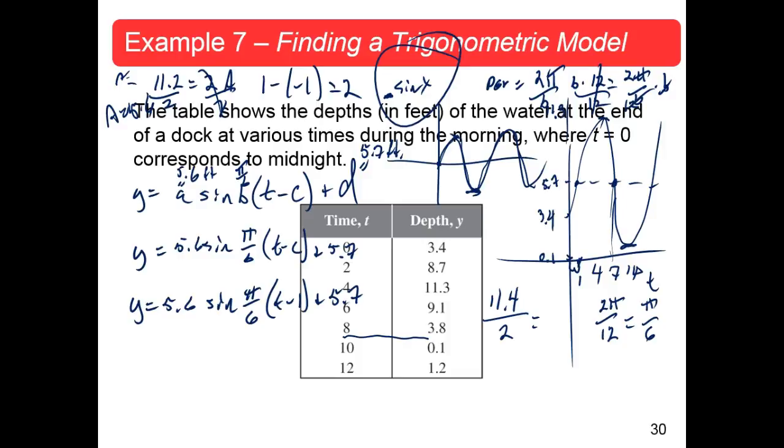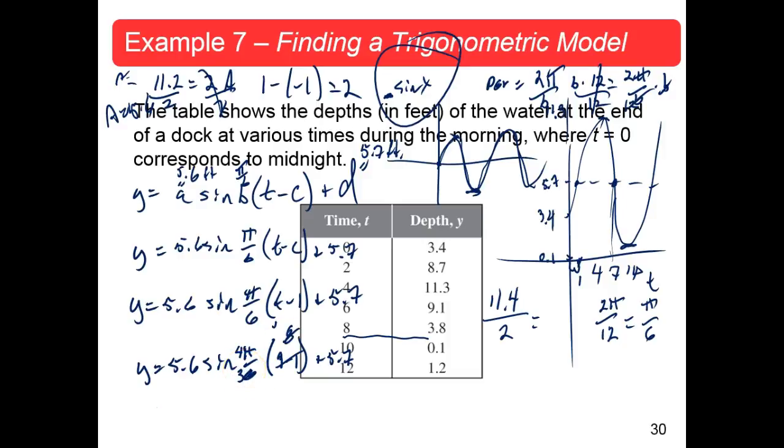9 a.m., that's a t. Plug it in, plug it in. Y is equal to 5.6 sine pi 6 times, what did I say, 9 minus 1, that would be 8, plus 5.7. Okay? So this would be 8, and this would be 4/3, right?